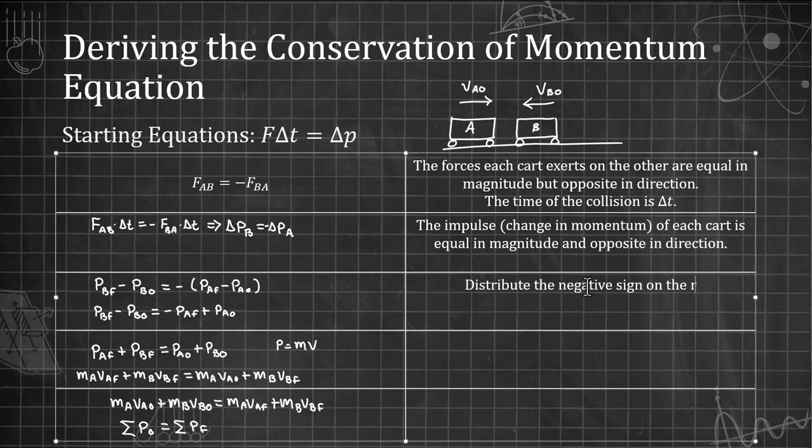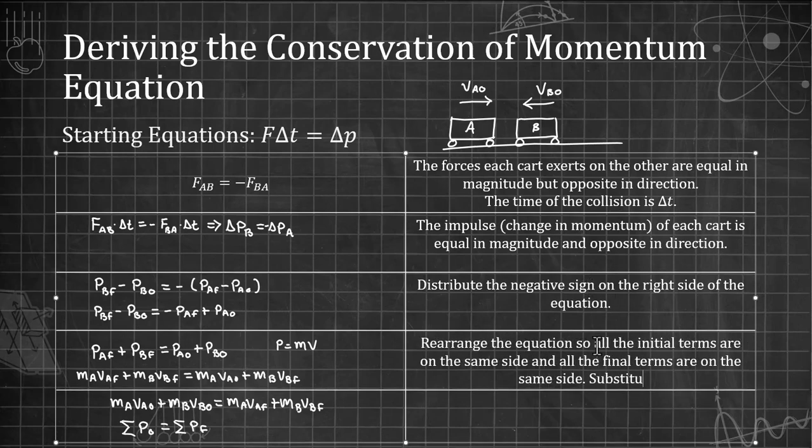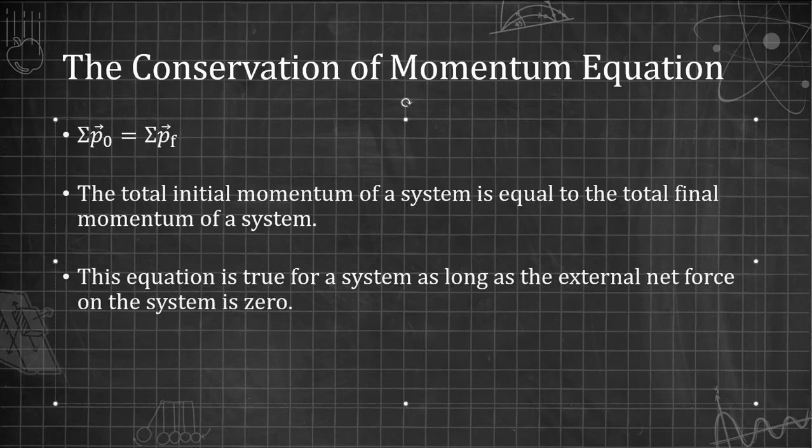Now, to complete the steps here, we're going to write in all of the different steps that we did and explain what we're doing in each step. The conservation of momentum equation states that the total initial momentum of the system is equal to the total final momentum of the system. This equation is true as long as the external net force on the system is equal to 0.